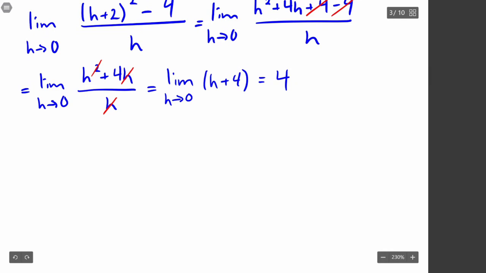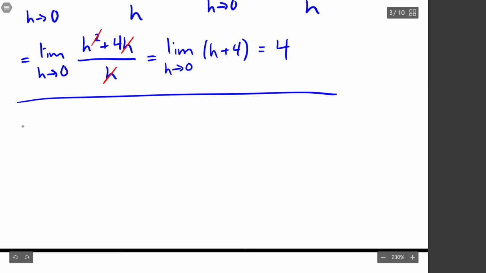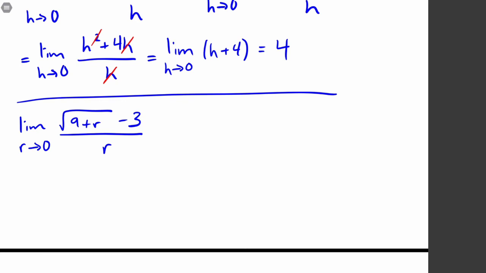All right. Let's look at another example, another way things could come up. Let's again say this time, I don't know, r goes to 0, and let's do the limit of square root of 9 plus r minus 3 all over r. Let's check this out. If we plug in 0 to the top, we're going to get square root of 9, which is 3, minus 3. So 0 on the top. We plug in r equals 0 on the bottom, we get another 0.